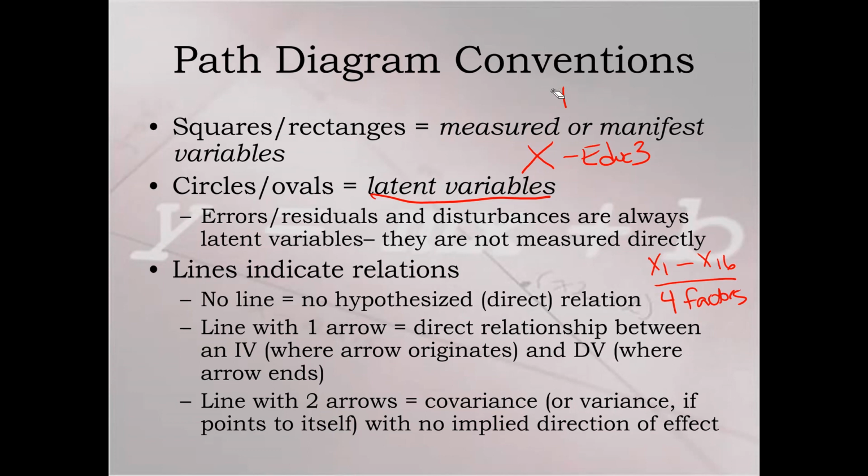Okay. The other thing that we have in our path diagrams are lines. Okay, and there are a lot of different kinds of lines that we can use, but the basics are no line, a one-way arrow, which has an origin and a point on the arrow on one side, or a two-way arrow, which has points on both sides.